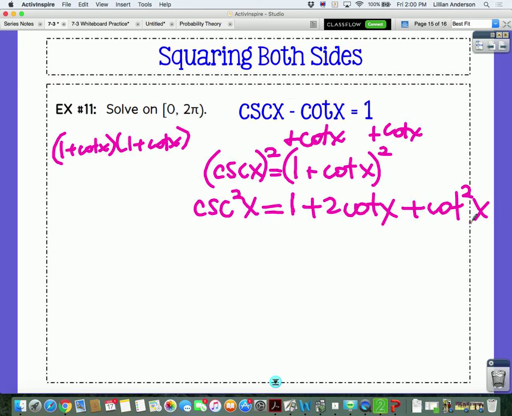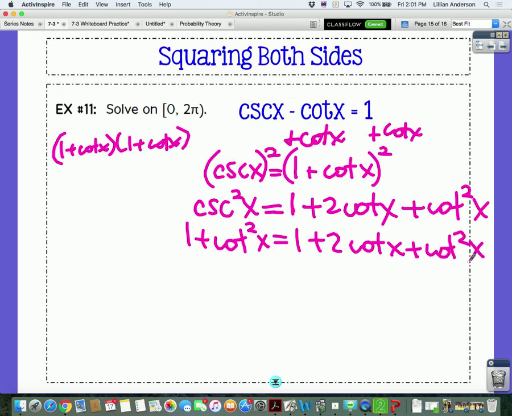If you're like, I don't think this is helping too much, okay? It actually is. Because by squaring both sides, we now have this equation. And we actually have part of our equation that we can rewrite using the other trig function that's in this problem. 1 plus cotangent squared x can replace cosecant squared x. And now we have all the same trig function. And we can use the other strategies.